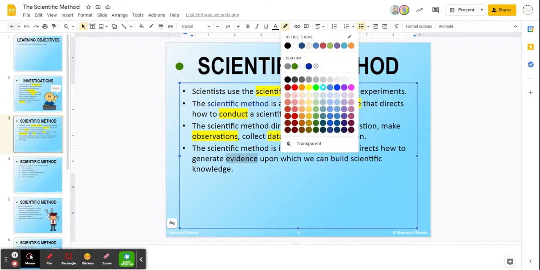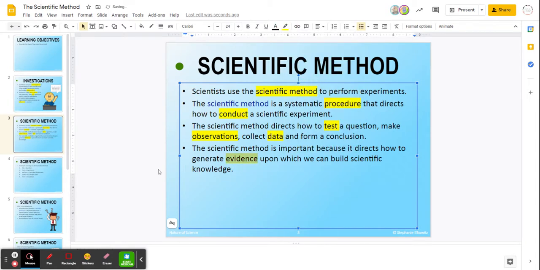Your last two fill-ins are evidence and knowledge. All right. So up to this point, if you're following along on the notes, you should have been able to fill out the first 5 bullets of scientific method. We're going to go ahead and do the next one together.